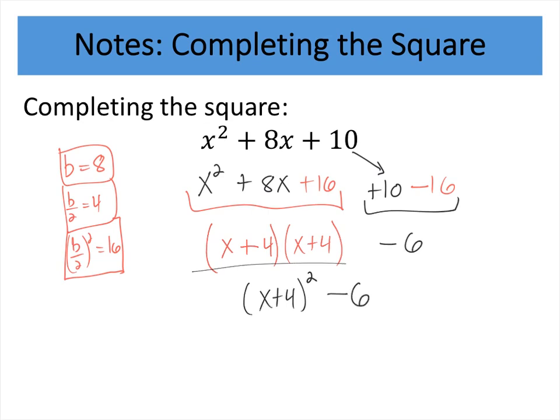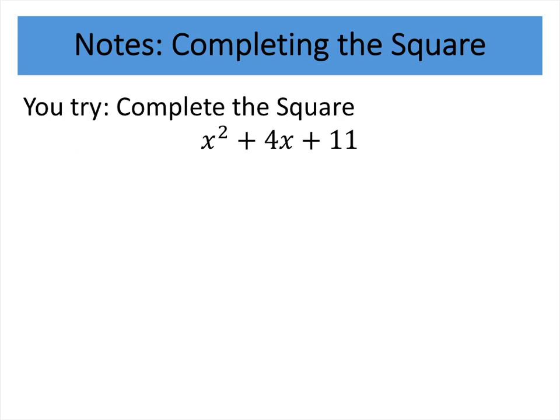I'm going to do a couple extra problems with you. We're going to take the b value, the middle piece, cut it in half and square it. So if you want, pause the video. If not, watch along. We have our b value. The b value here is 4. We're going to take b, cut it in half. So half of b is 2. And then we're going to square it. Half of b, all of that squared, is 4. And we're going to add and subtract that.